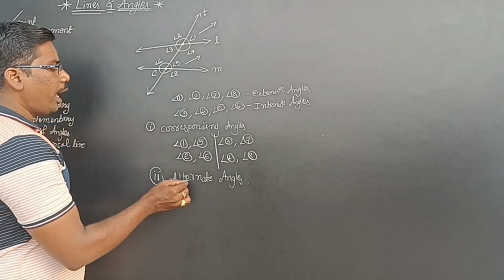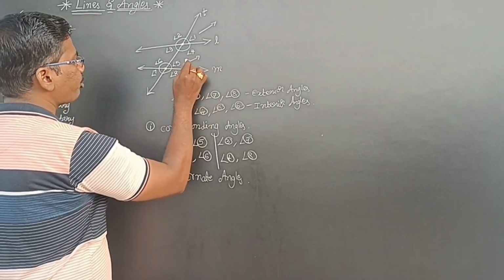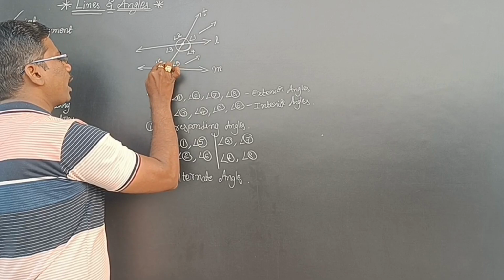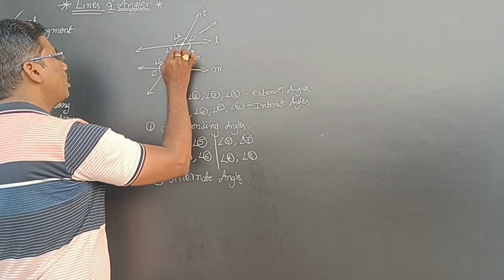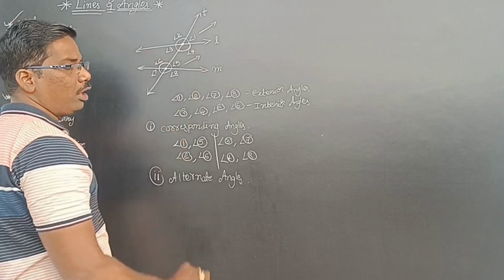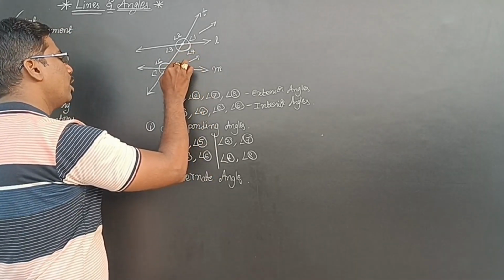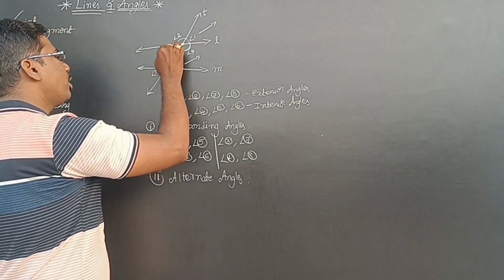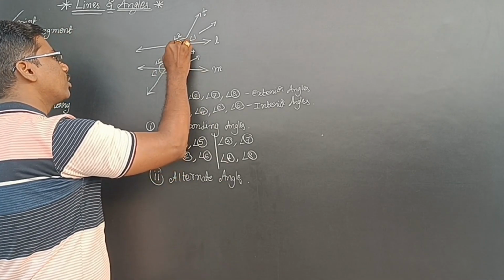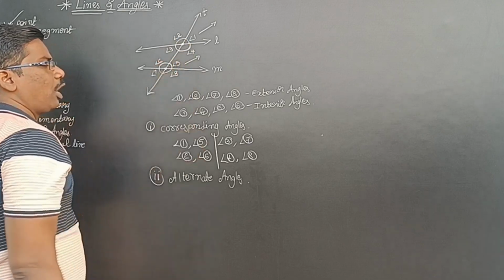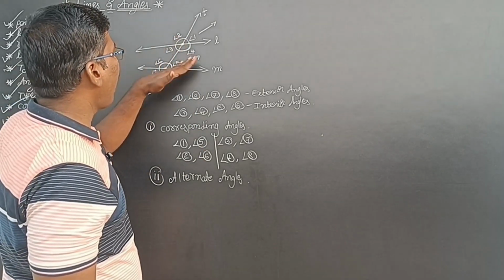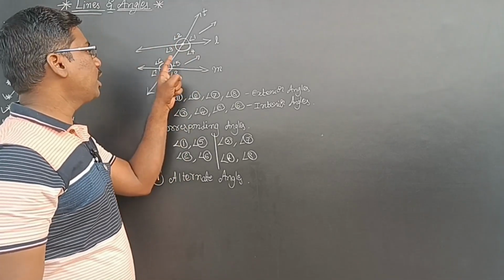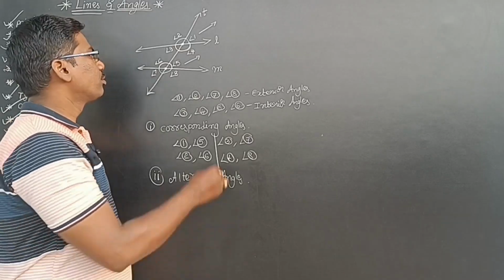Here also, alternate angles: if you observe clearly, this angle 4 is on this side, this angle 6 is on this side. Those two angles are alternate angles. After 4, 5 is coming, but we are not taking 5, we are taking 6. After 3, 4 is coming, but we are not taking 4, we are taking 5. So this 3 is on this side, this 5 is on this side. Alternate angles means the angles which are on either side of the transversal.